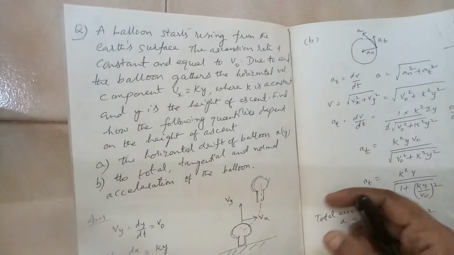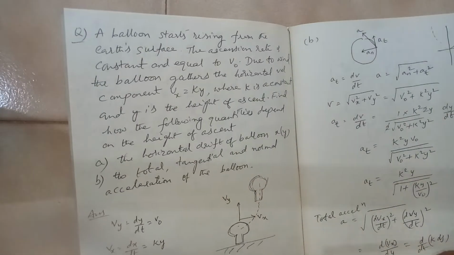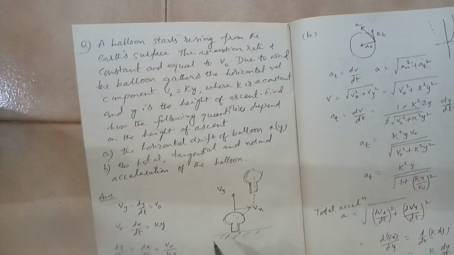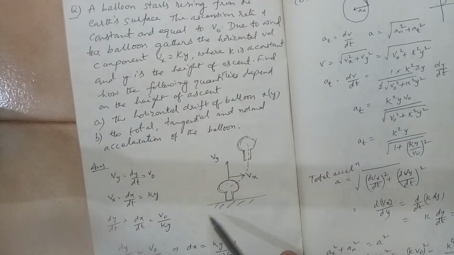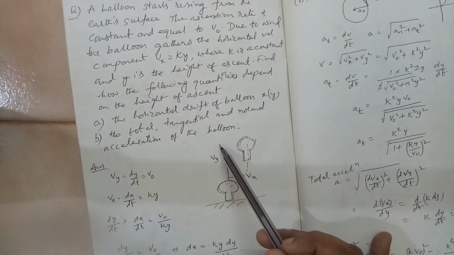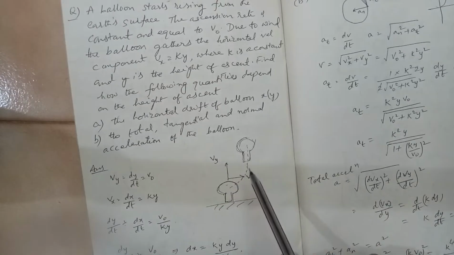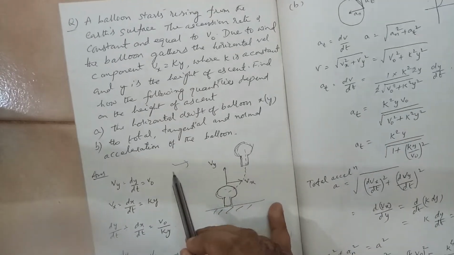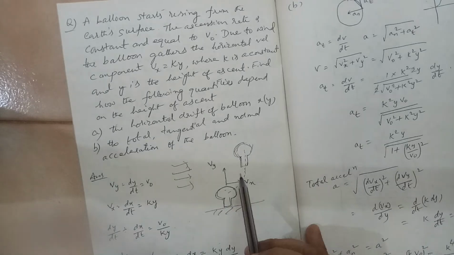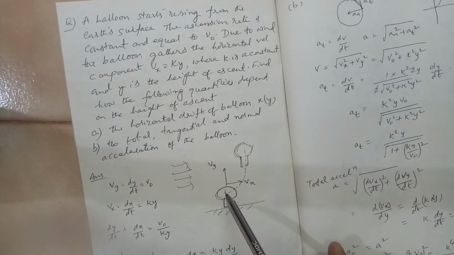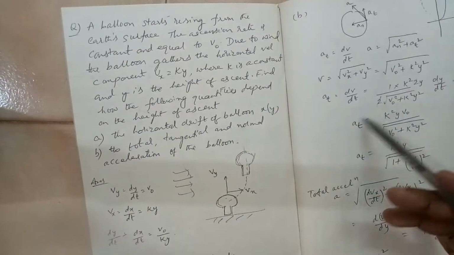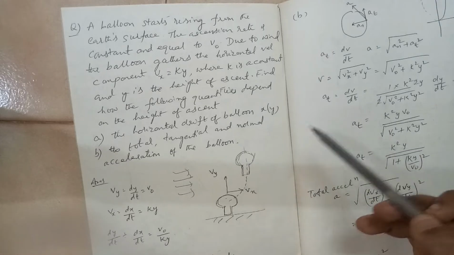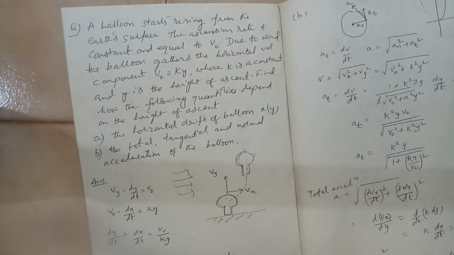So in this question, there is a balloon and this is the earth's surface. The balloon is rising, so obviously it will be rising in the upward direction. Let us say that is the y direction. But here there is wind, which will push the balloon. So finally it will try to take this path. You have to find this trajectory. Trajectory means the path which the balloon takes.